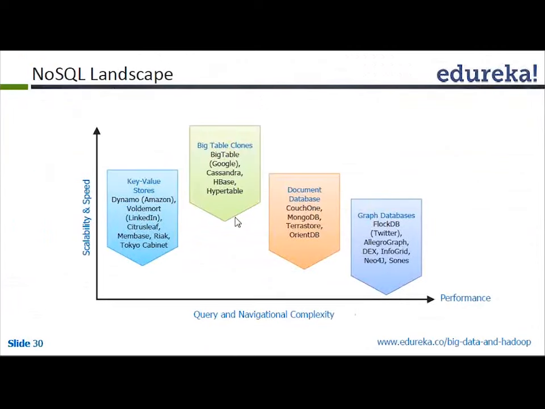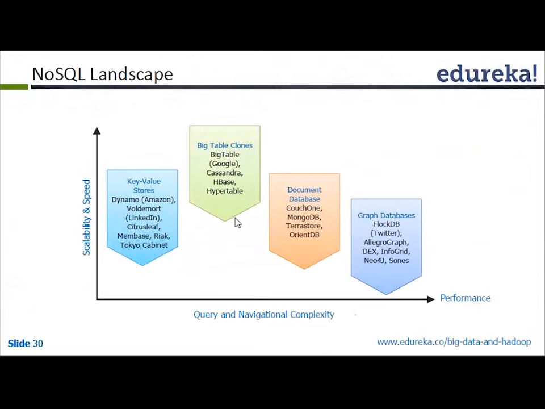So this diagram shows what I showed you on the NoSQL page. You will have different kinds of NoSQL categories. There are key value stores. There are big table clones, which are nothing but columnar data stores. You have got document data stores, and then you have got graph data stores.